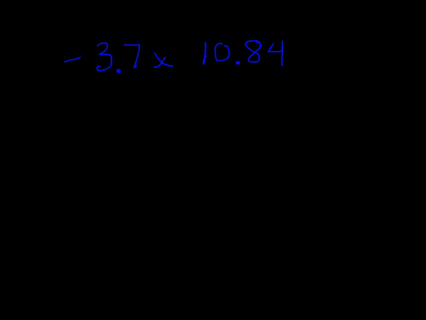The first thing you can do is notice the signs. This number is negative, this one's positive, so you know your answer is going to be negative. I'm just going to put it way down there. I'll remember that when we're done. So now you can just ignore the sign. I'm going to write it right under the 10.84. And again, you don't have to line the decimals up because you'll deal with the decimals when you're all done.